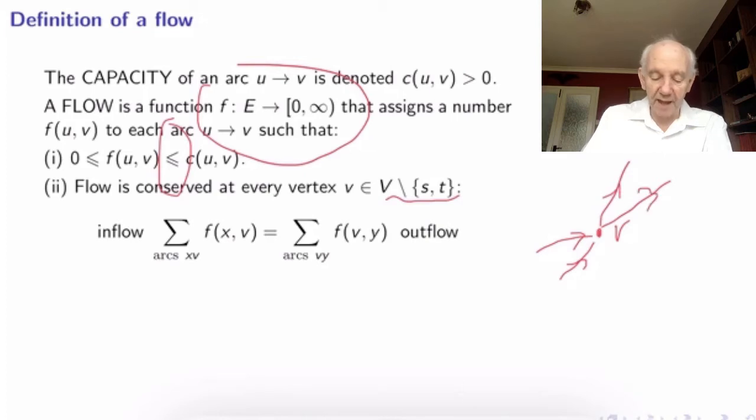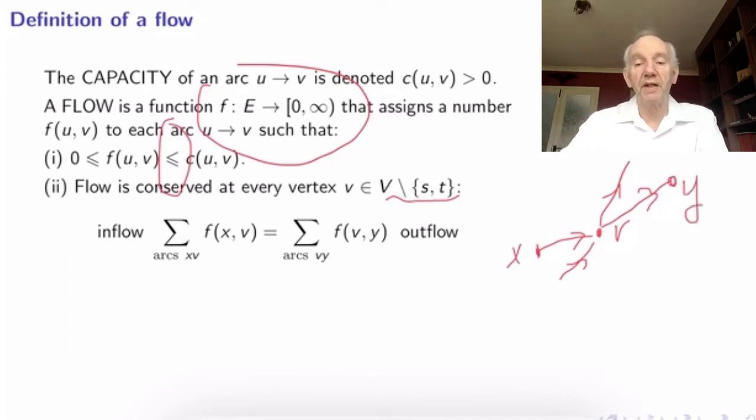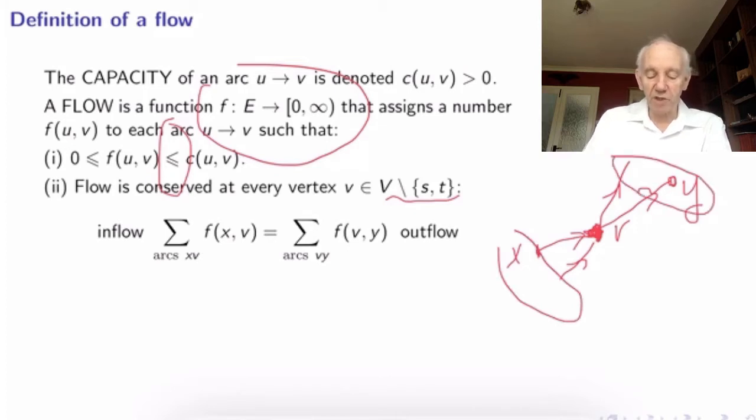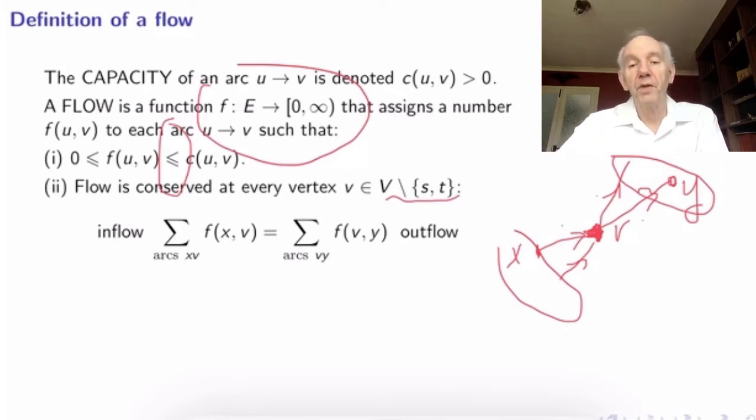And let's suppose that X is an adjacent vertex with an edge going into V, and Y is an adjacent vertex to V with an edge coming out of V. Okay, so when we add up the flows coming into V over all such vertices X, the sum of the flow numbers which I'm assigning on the edges, which I haven't written here, has to equal the sum of the flow numbers on the edges going out of V. That's what you might call conservation of flow.